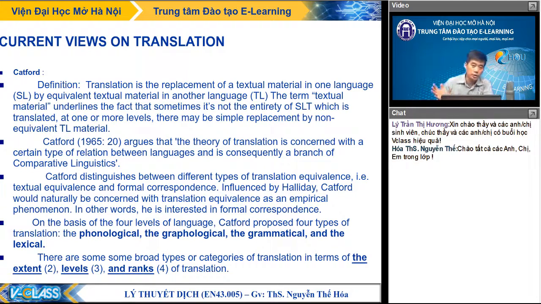So now, when doing the translation process, the researcher can pay attention to several stages and also some phenomena, like the phonological, the graphological, and grammatical and lexical patterns. There are also some broad categories that he has to pay attention to, that is, the extent of translation, and the level and the ranks of translation.